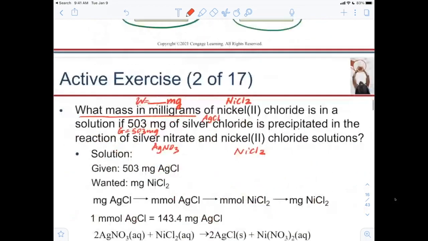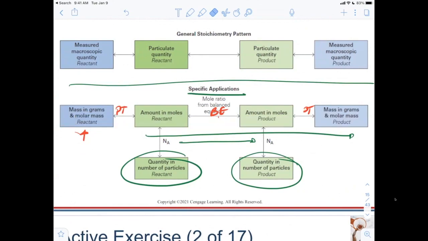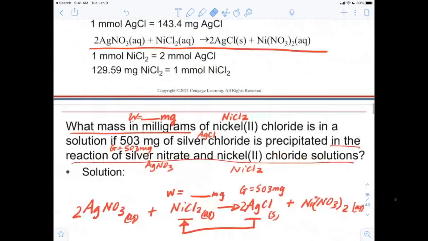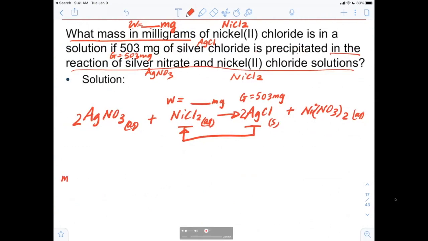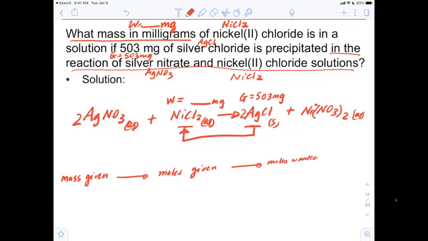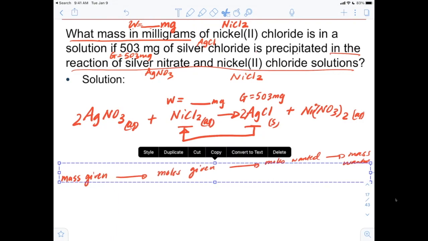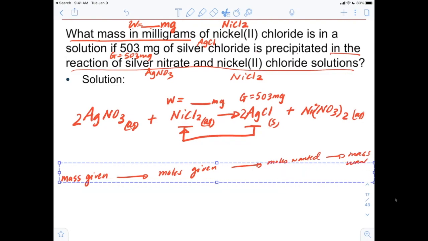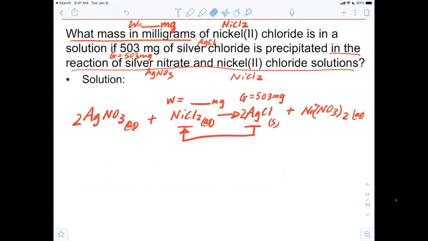Okay. Now remember, we're doing a mass to mass conversion. So I'm going to write it differently, y'all. We're going from mass given to moles given to moles wanted to mass wanted. Okay. Here is the tricky thing, guys. Here is the trick. This is the conversion path we know. Okay, let me write this over again. This is a conversion path we know. I can write it a little smaller.